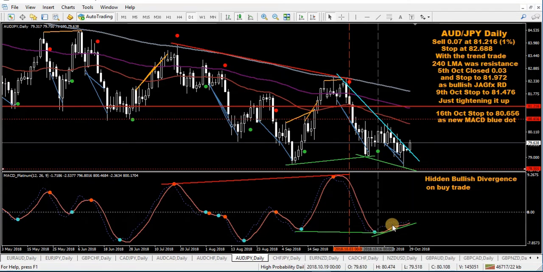So there's still divergence. MACD's heading up. Lower lows on price and higher lows on the MACD. We've got a break of this trend line today. So tomorrow, if this opens up roughly the same spot, I'm going to take another buy.